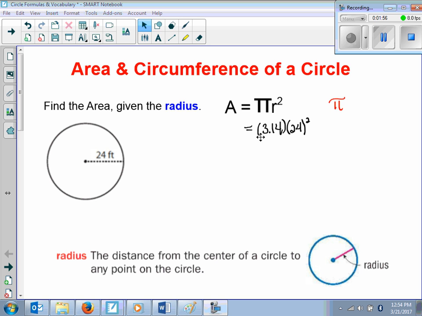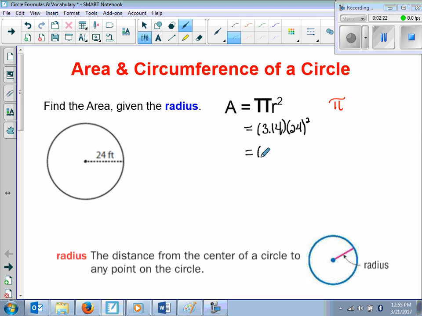When we go back to our problem here, we have pi times 24, which is the radius, squared. What am I going to do first in that expression to simplify it? So we are going to simplify the exponent first. So when we do that, on your calculator, you're going to type in 24, and then you're going to press that x squared button. All right, so we get 576. So that's part of our simplifying.